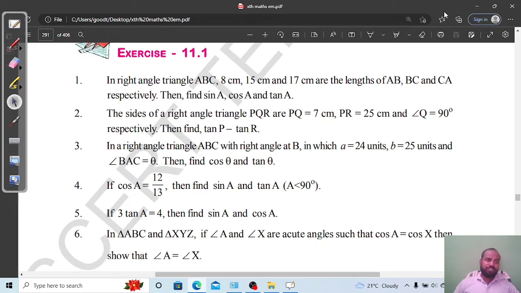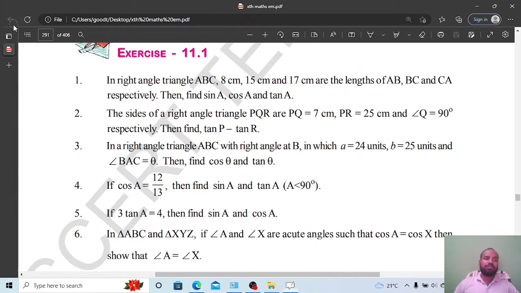Now I am going to explain exercise 11.1 in trigonometry. See here, what is the first question given? In right angle triangle ABC, 8 centimeters, 15 centimeters and 17 centimeters are the lengths of AB, BC and CA respectively. Then find sin A, cos A and tan A. It is very easy to find the trigonometric ratios he is asking, so let us go into the work note.